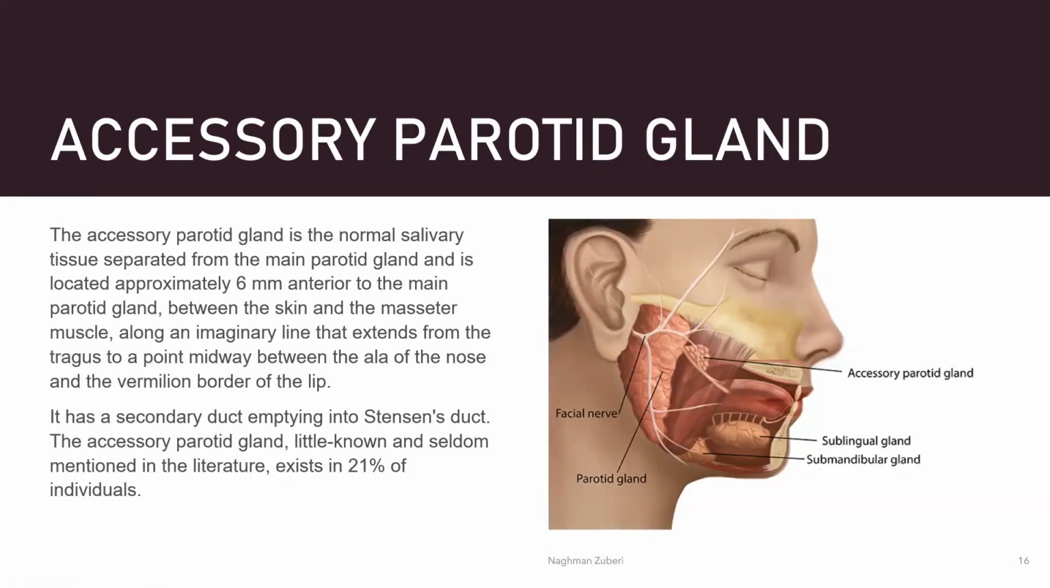Well, usually we think that accessory glands are the minor salivary glands. That is not correct. They are called minor salivary glands, and we get confused over here, and that's why we answer the question wrongly. Accessory gland is basically an additional part of the parotid gland, but present only in 21% of the population. This is the accessory parotid gland. Remember this thing.